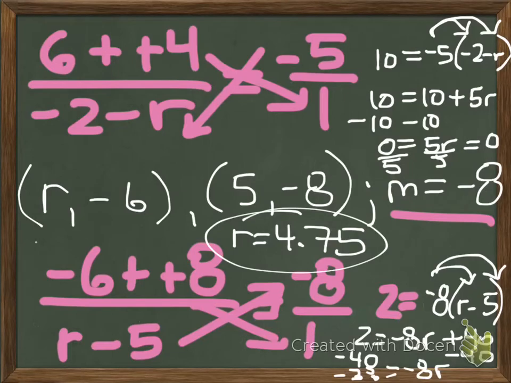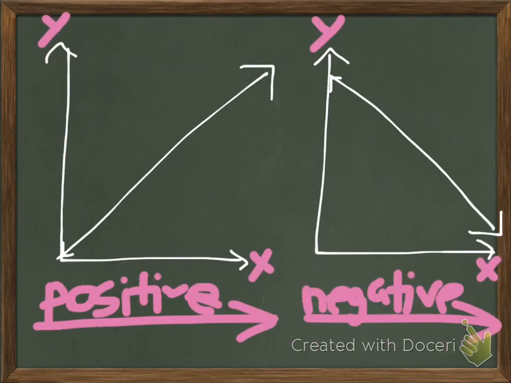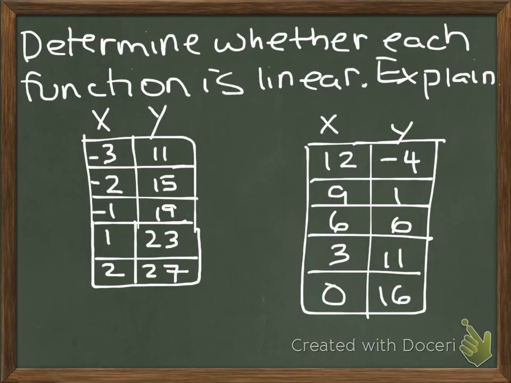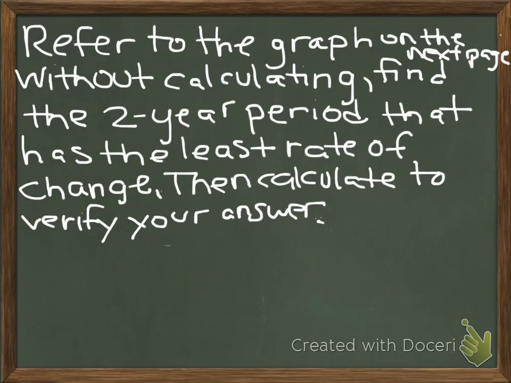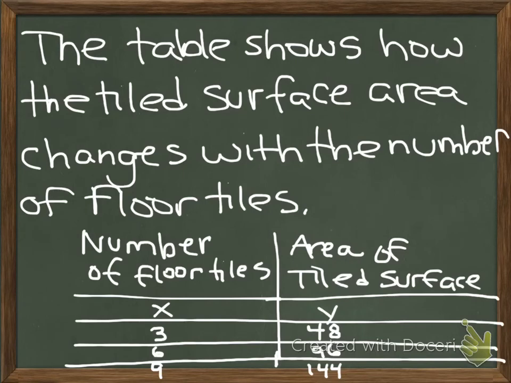Now we're going to go back to rate of change. So we found the slope, we talked about the slope, and now we're going to go to rate of change. So we're looking at the table here, and we need to figure out what the rate of change for this table is. So it shows the tiled surface area changes with the number of floor tiles. Okay, so that makes the area of the tiled surface our y, which is listed, and the number of floor tiles are x.